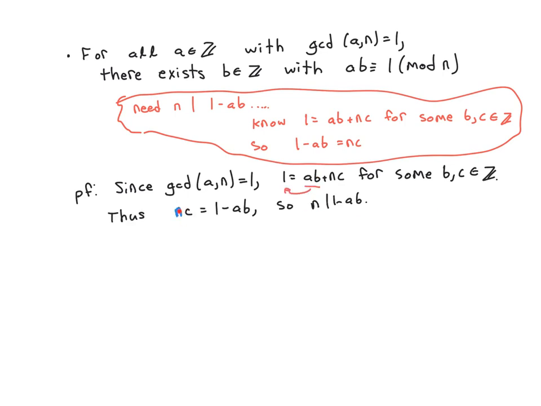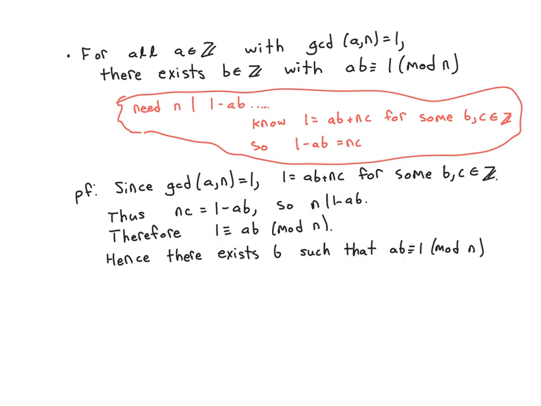Well, then n times c is equal to 1 minus ab. So n divides 1 minus ab. Therefore, 1 is congruent to ab mod n. Why? Because that's the definition of congruence. And what was our goal? Our goal was to find an integer b such that ab is congruent to 1 mod n, and we found it. Therefore, we proved the result. There existed a b with this property.